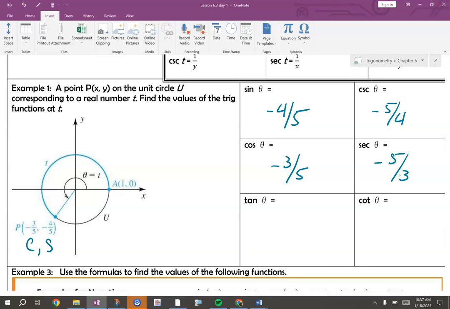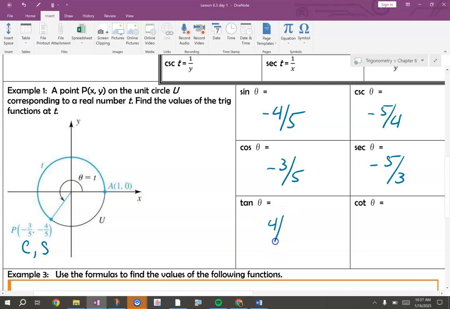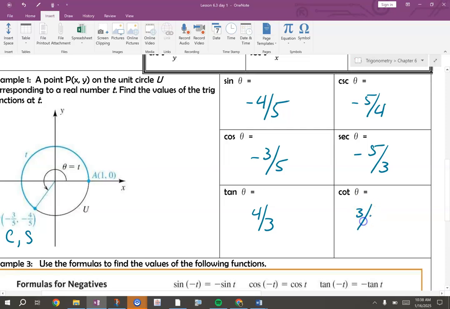I said tangent is sine over cosine. If you look at your sine and your cosine, see how they both have a 5 in the denominator? That 5 is going to just cancel, which leaves us with positive 4 over 3 because they're both negative. And doesn't that make sense? Because what quadrant are we in with that ordered pair? We're in quadrant 3. And guys, tangent is positive in quadrant 3, and the other 2 are negative. So that one is, of course, 3/4.